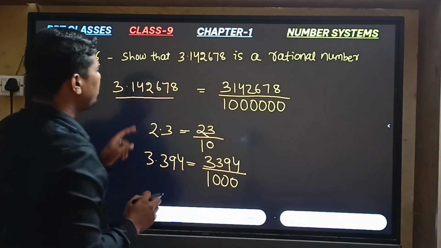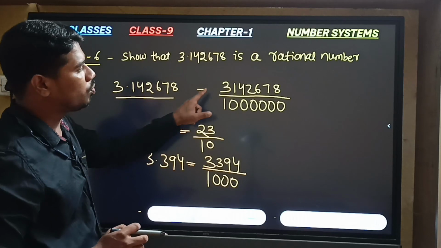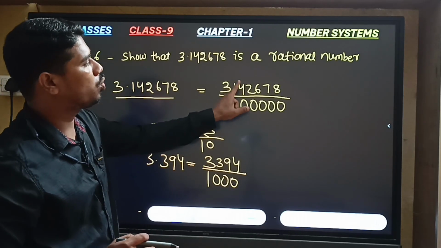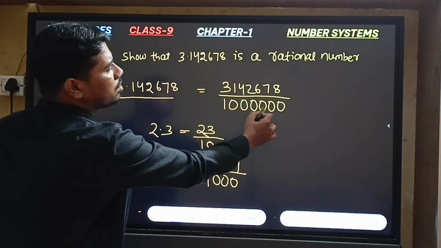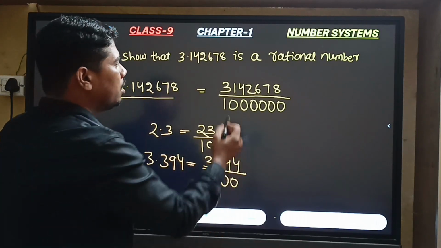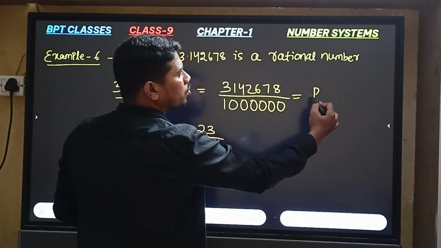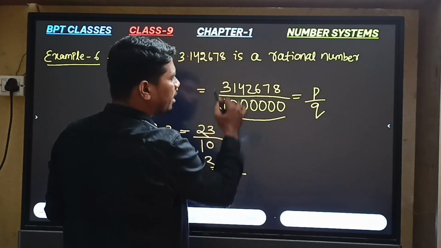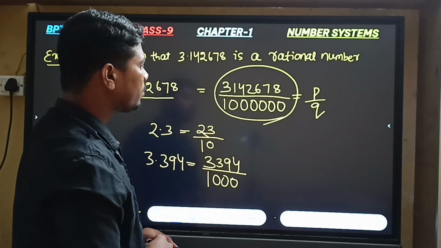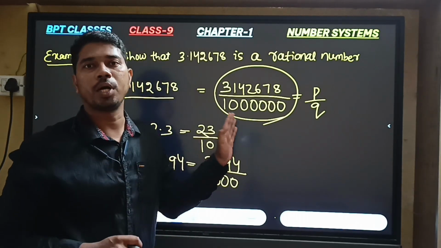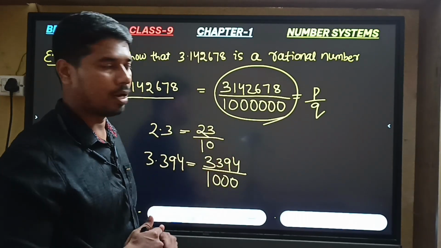So now let's see 3.142678. You can write 3142678 divided by 1 with 6 zeros. That means it is already written in the form of p by q, so it is a rational number. Now we'll discuss some properties of rational and irrational numbers.